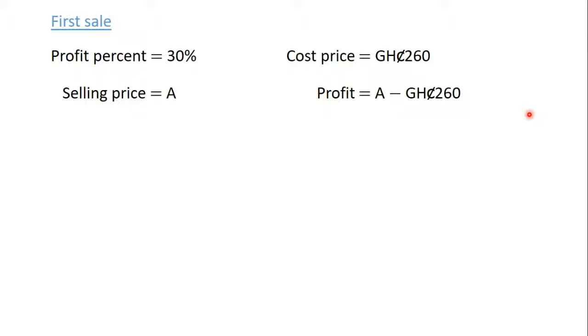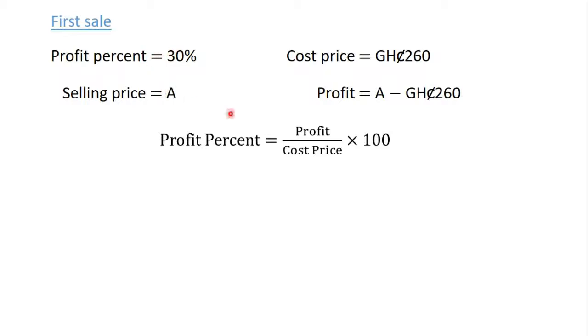Welcome back. We got to this point in the previous video. We saw that for the first sale, the profit percent is 30, the cost price is 260 Ghana cedis, the selling price is A, and the profit is A minus 260 Ghana cedis. We know that profit percent is equal to profit divided by cost price times 100.